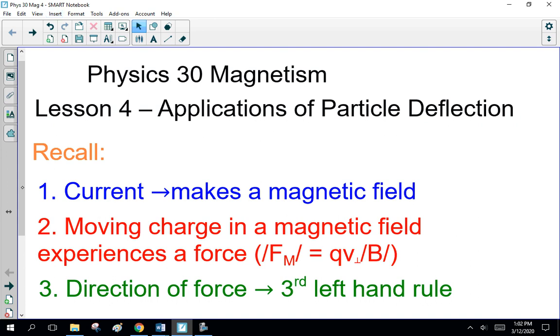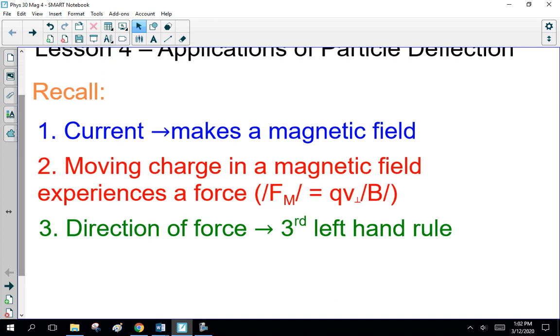Now, a few things here. You need to recall, current makes a magnetic field. A moving charge in a magnetic field experiences a force. Force magnetic is QVB, and yes, once again, I forgot the vector arrows. And it's velocity perpendicular to the magnetic field. And the direction of force is the third left-hand rule.